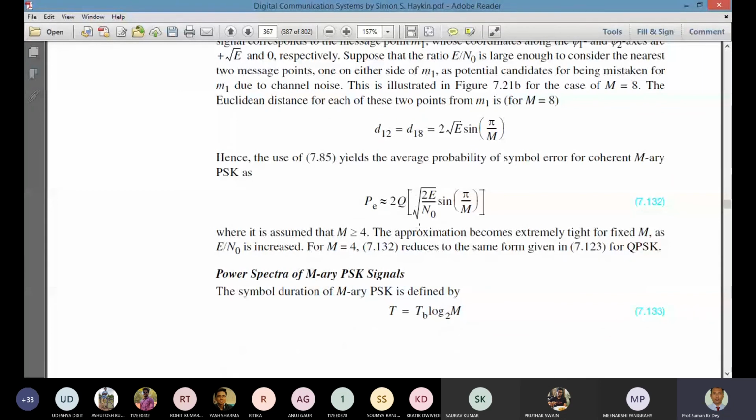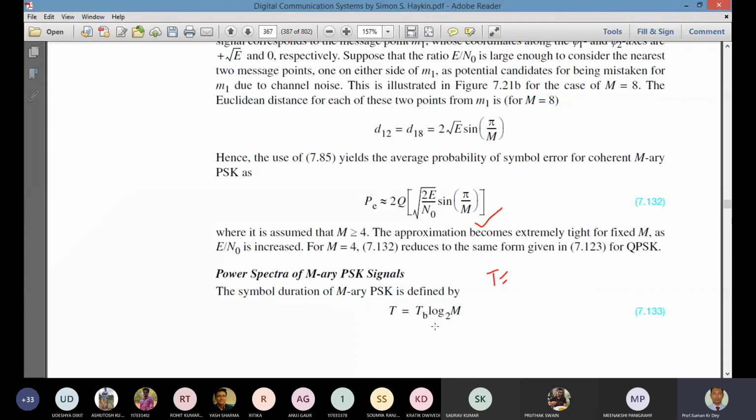Okay. So now if we want to calculate the power spectrum for the M-ary PSK signal, what should T be equivalent to? T will be equal to TB times log 2 base M. That means the total time duration T is equal to the single bit duration times how many bits there are. So basically this will give us how many bits there are.